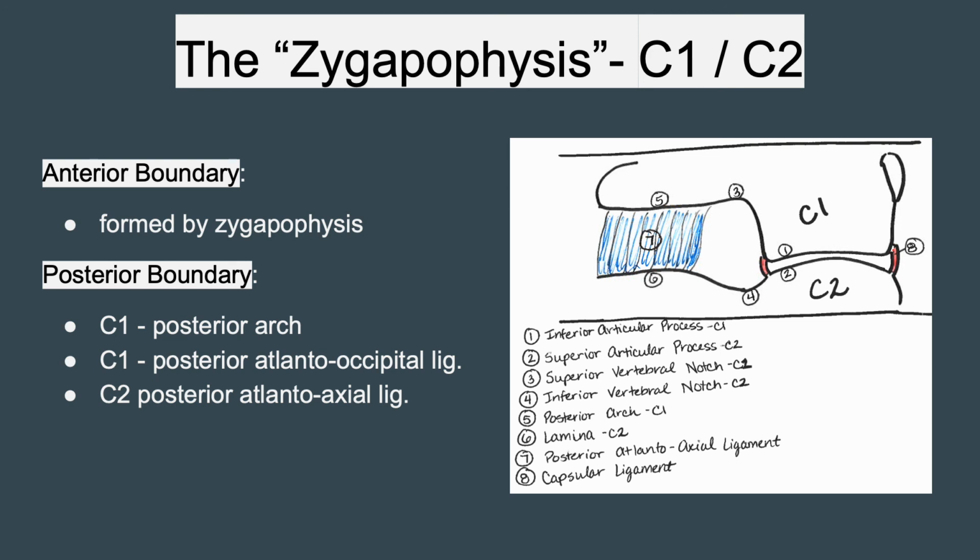The posterior boundary is formed by all those other things that are listed: our posterior arch, our posterior atlanto-occipital ligament, and the atlantoaxial ligament. Most important is to know that the zygapophysis is part of the anterior boundary on C1 and C2. But when we're looking at our typical IVFs, that is not the case; they're always posterior. Remember how we talked about pre-zygapophyseal versus post-zygapophyseal and drew that diagonal line through. I just want to bring your attention to that. I don't intend to confuse you at all, so hopefully that's not the case.